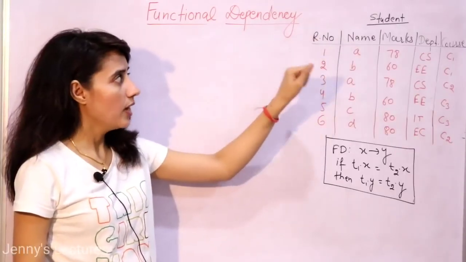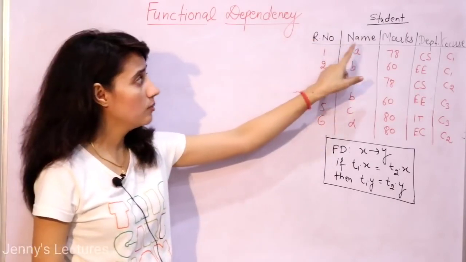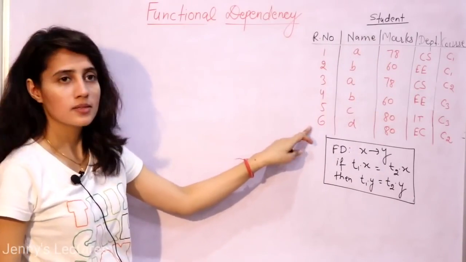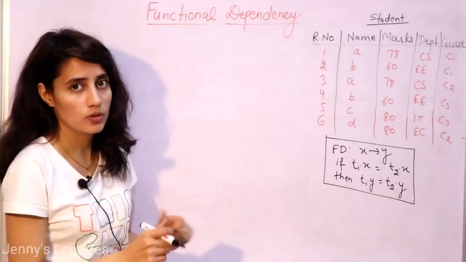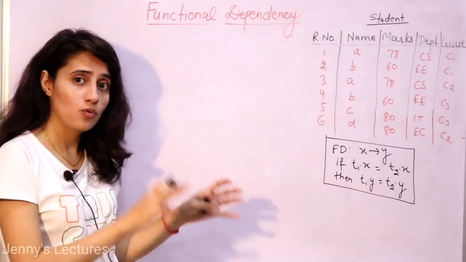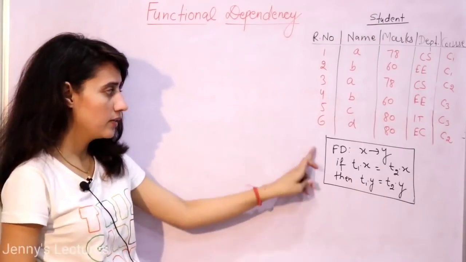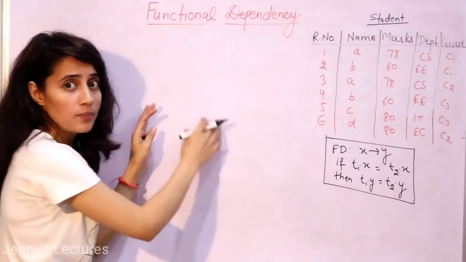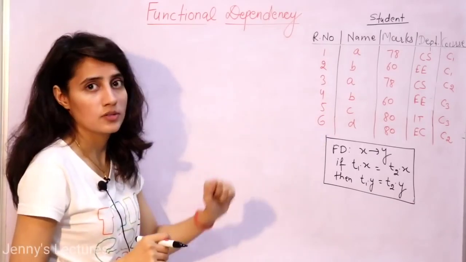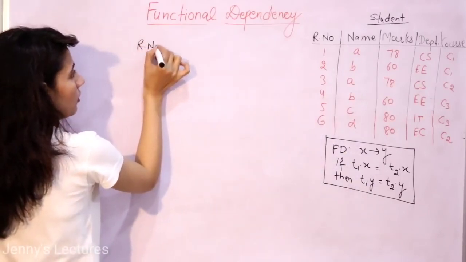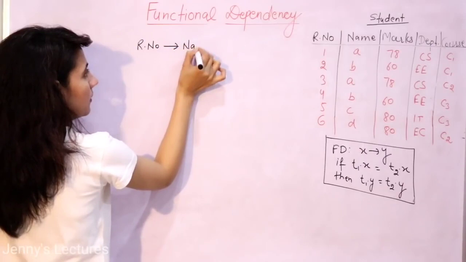The name is Student, having 5 attributes: roll number, name, marks, department and course, and having 6 tuples or 6 records, you can say, right? Now we will check whether you got what functional dependency is and why I am writing this. I hope you got it very well. Now you can easily tell me whether whatever I write is a functional dependency in this table or not, right? Now suppose I am writing that roll number determines name.